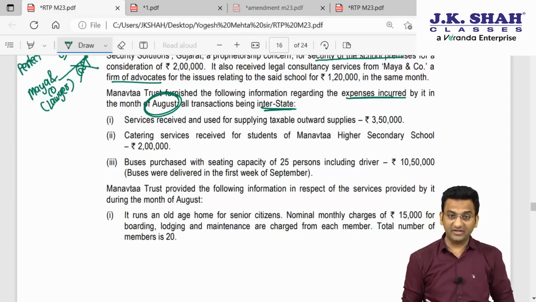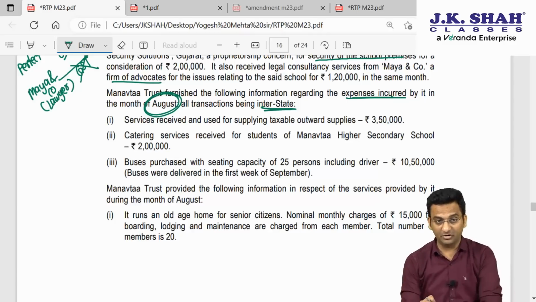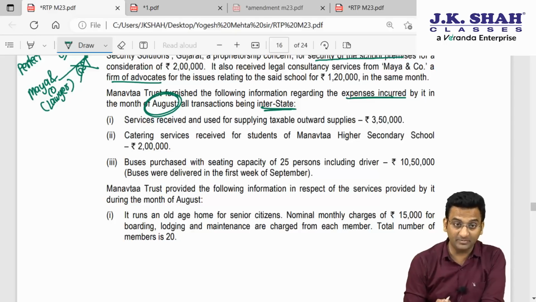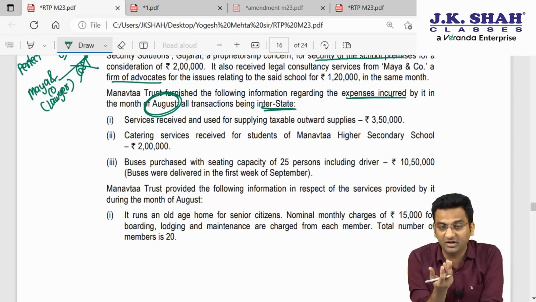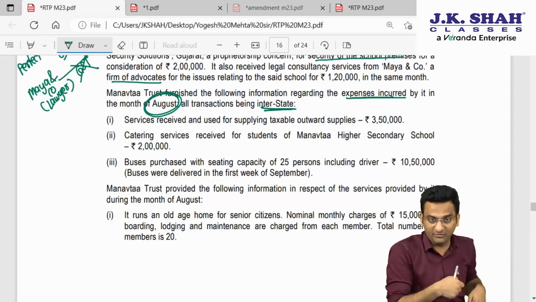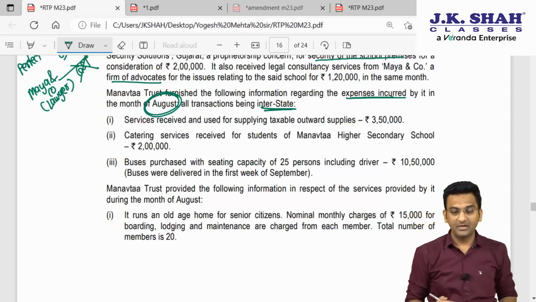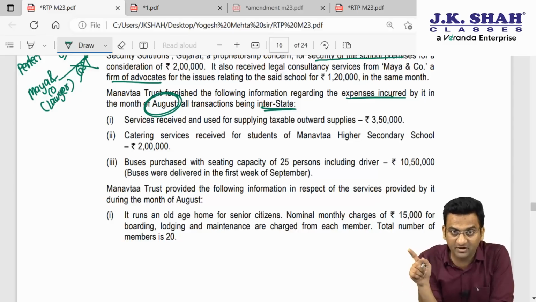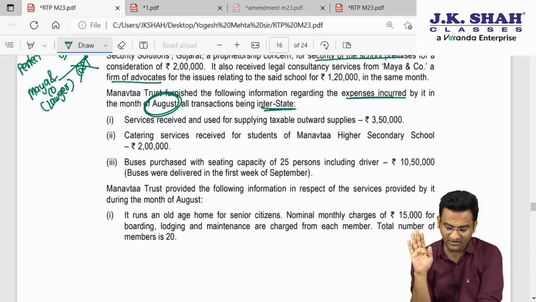Now the question arises: the Manavta has incurred the expenses. So this is an inward supply, friends. It is not an income, it's an expenditure. So expenses mean inward supply, and if it is an income, then it is outward supply. If you sell something, you will receive the income. If you have incurred the expenses, you have to spend the money. So money goes out. Correct, friends?